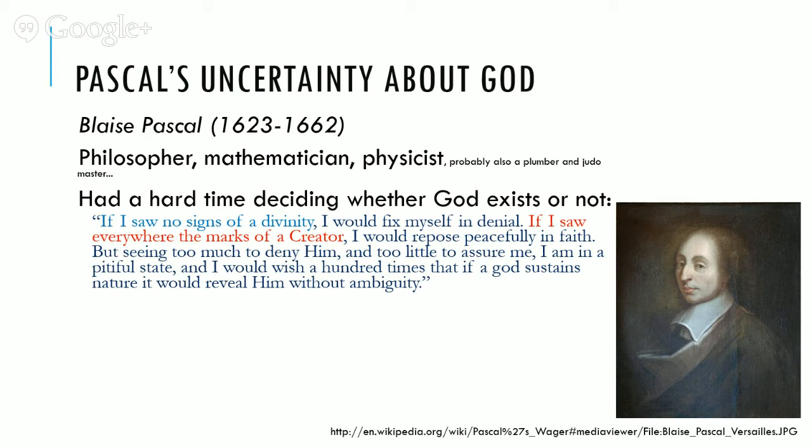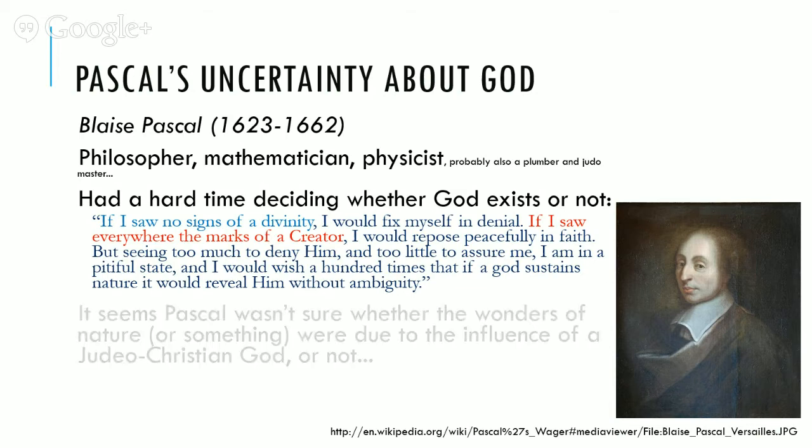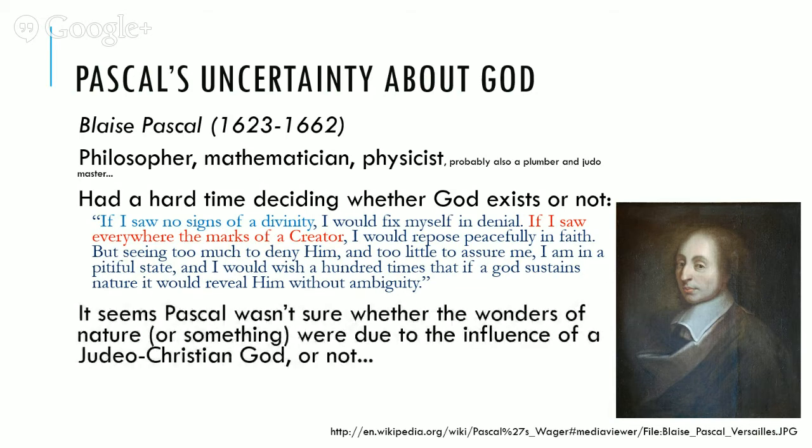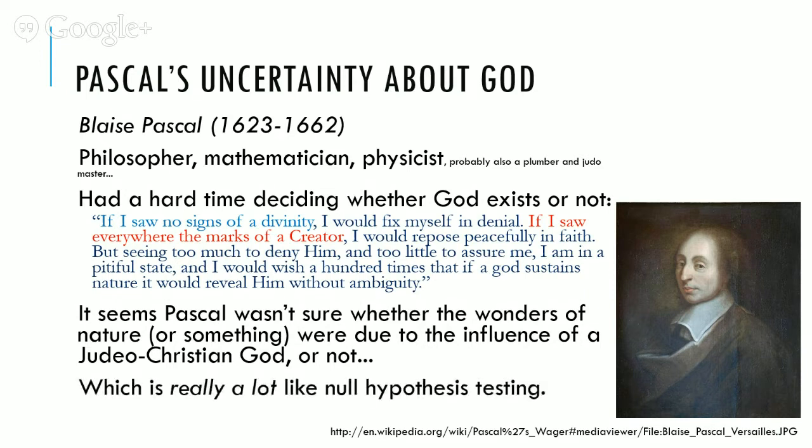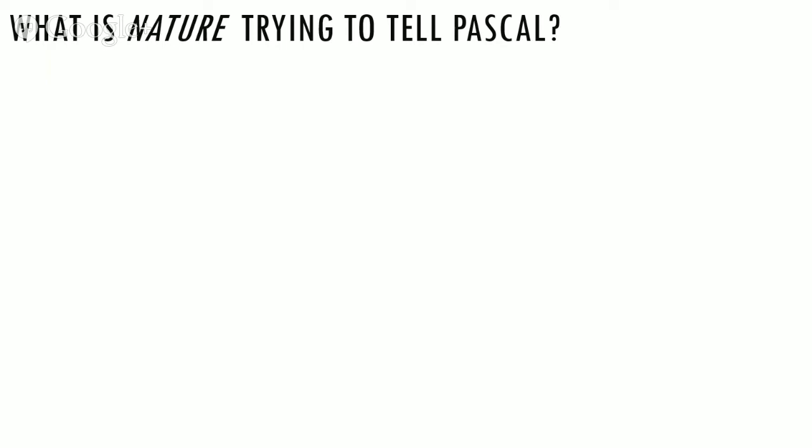Now, God is there or he's not there, right? So Blaise is left in this state of uncertainty. He wasn't sure whether the wonders of nature were due to the influence of the God that he maybe believed in or not. So that's hypothesis testing, pretty much in a nutshell. It's a beautiful example of the kinds of uncertainty we deal with in hypothesis testing.